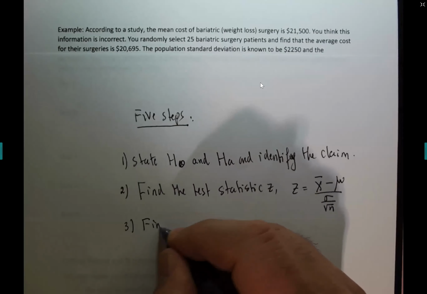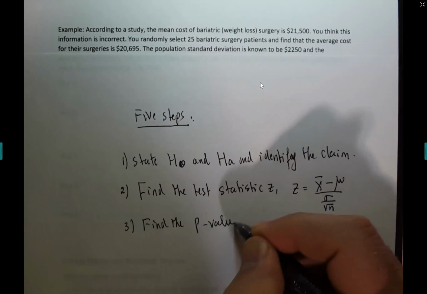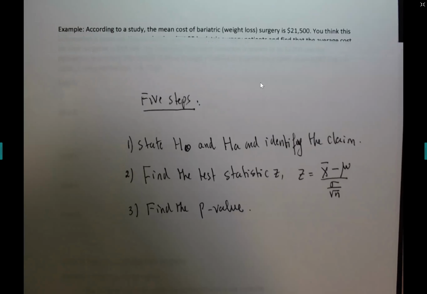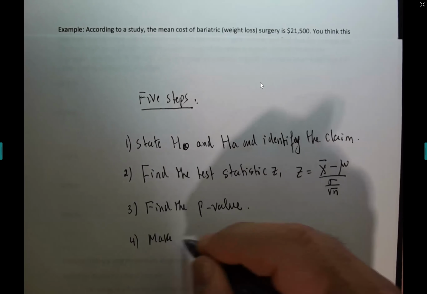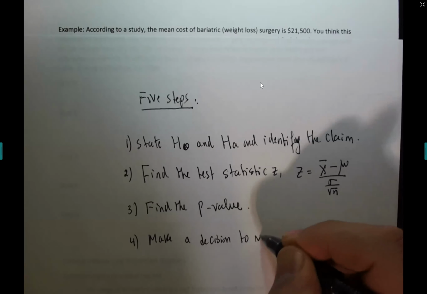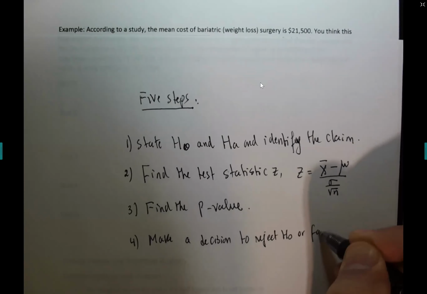Step number 3. Find a p-value. That's the most important one here. Usually the p-value is rounded to 4 decimal places. Number 4, make a decision: to reject H0 or fail to reject H0.